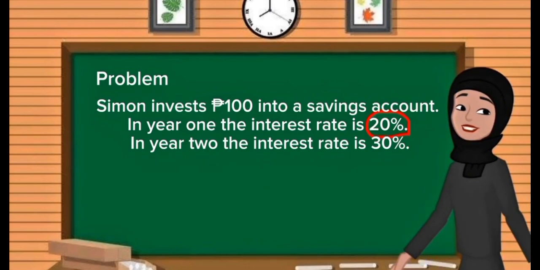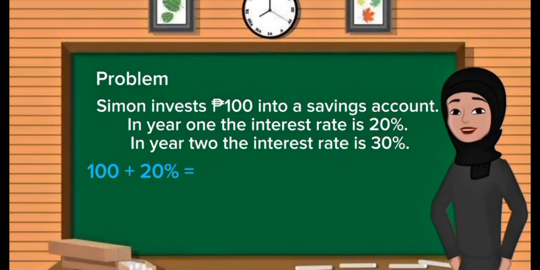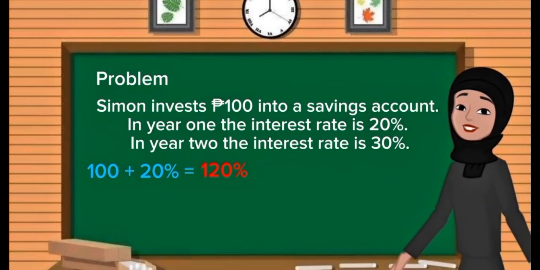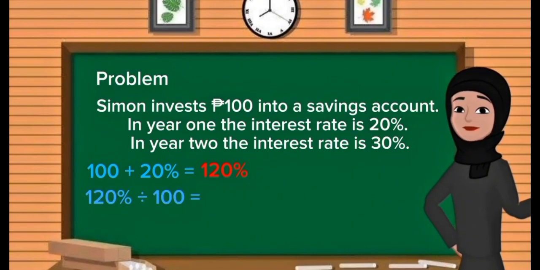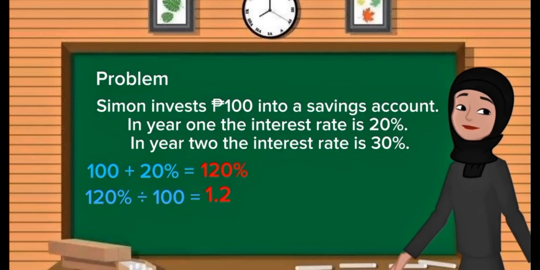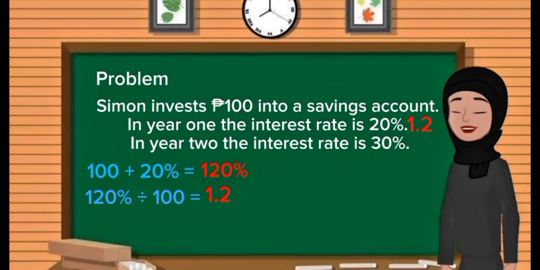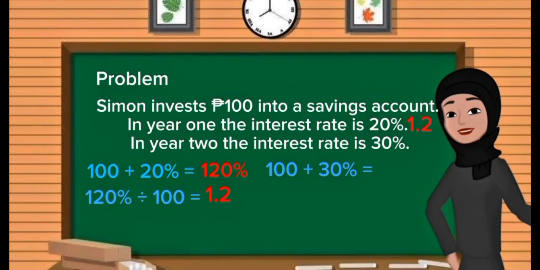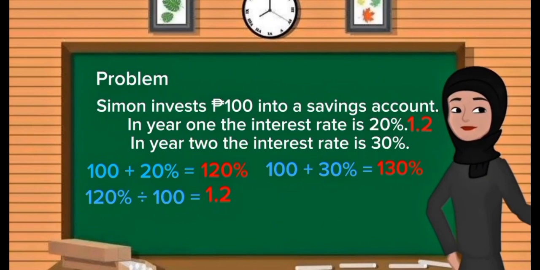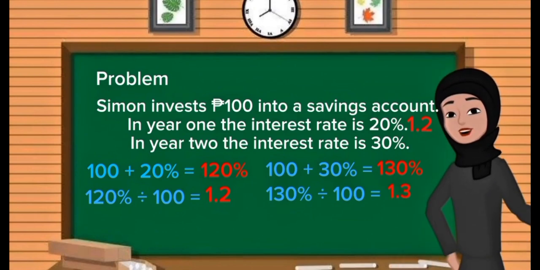A 20% increase while the original amount is worth 100%. We're adding on to that 20%, so the overall value is now 120%. And we know percentage means divided by 100. So 120 divided by 100 is 1.2. So the multiplier for a 20% increase is 1.2. In year 2, the interest rate is 30%. Again, 100% plus 30% gives us 130%. So 130% divided by 100% gives us 1.3.